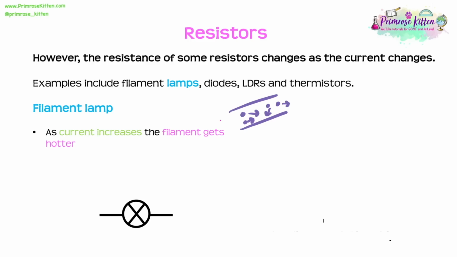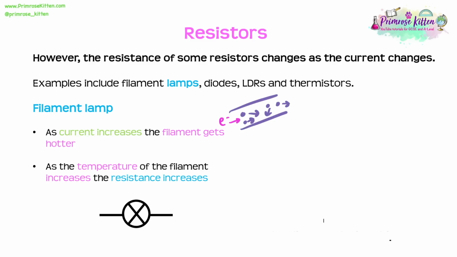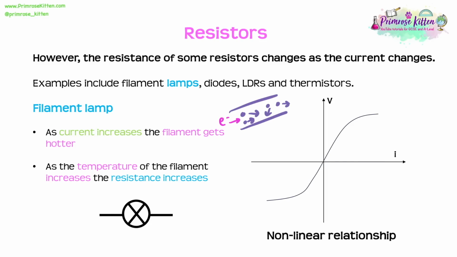Imagine trying to walk down the street and everyone's just running around the place. You're going to be knocking into people all the time, and you're not going to be able to walk as quickly. That's why as the current increases and the filament gets hotter, the resistance is going to increase. Now this doesn't obey a linear relationship. This shows a non-linear relationship. And actually the resistance increases as the current increases.